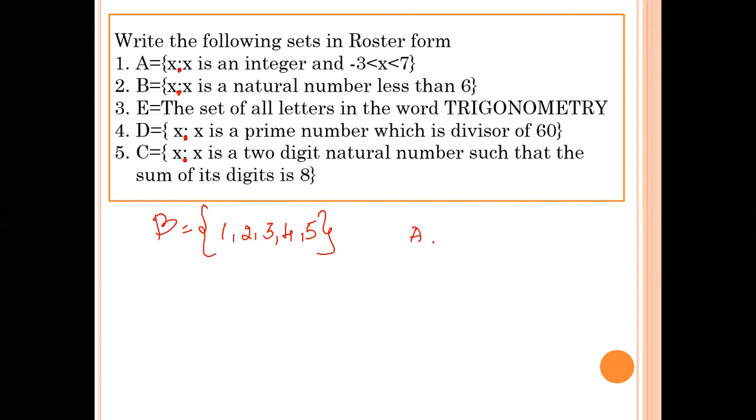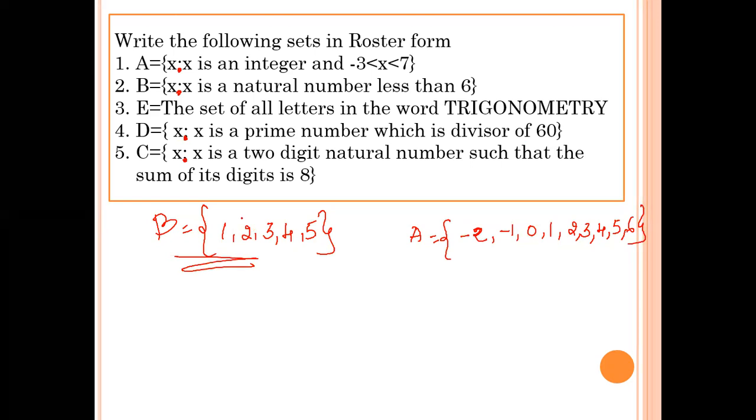Yeah, for the first one, the answer is -2. You should not include -3 because x is greater than -3. If it had been greater than or equal to, we could have included -3. But here we have greater than, which means we cannot include -3. So A starts from -2, -1, 0, 1, 2, 3, 4, 5, 6. This was the answer for the first one. So this is the answer for the second one.